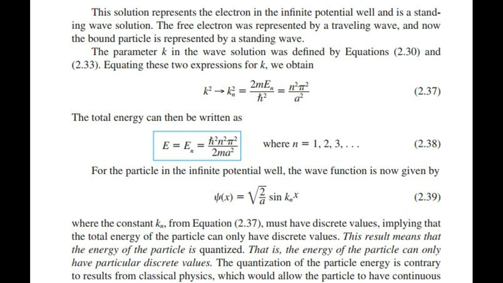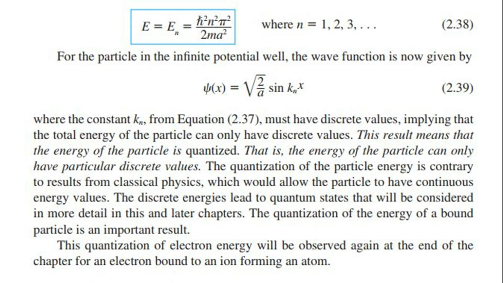The quantization of the particle energy is contrary to results from classical physics, which would allow the particle to have continuous energy values. The discrete energies lead to quantum states that will be considered in more detail in this and later chapters. The quantization of the energy of a bound particle is an important result. This quantization of electron energy will be observed again at the end of the chapter for an electron bound to an ion forming an atom.